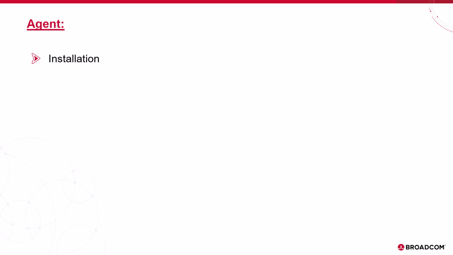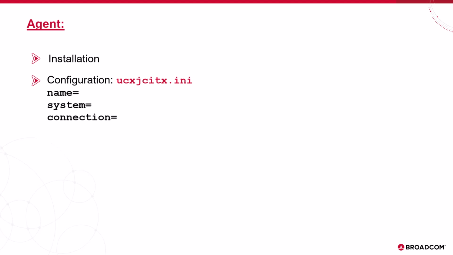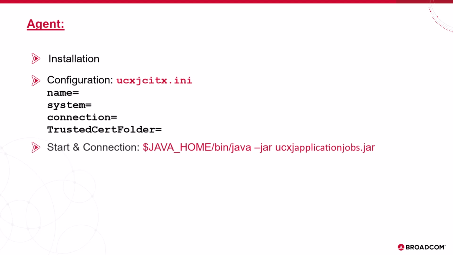We unzip the package, which creates a file system agents/SAP_application_jobs/bin that contains the agent files. Based on the platform, we rename the agent configuration file UCXJCIDX and set a minimum of 4 values: the agent name, the AE system name, the host name and port connection to the automation engine's JCP, and finally the directory containing the TLS certificate.